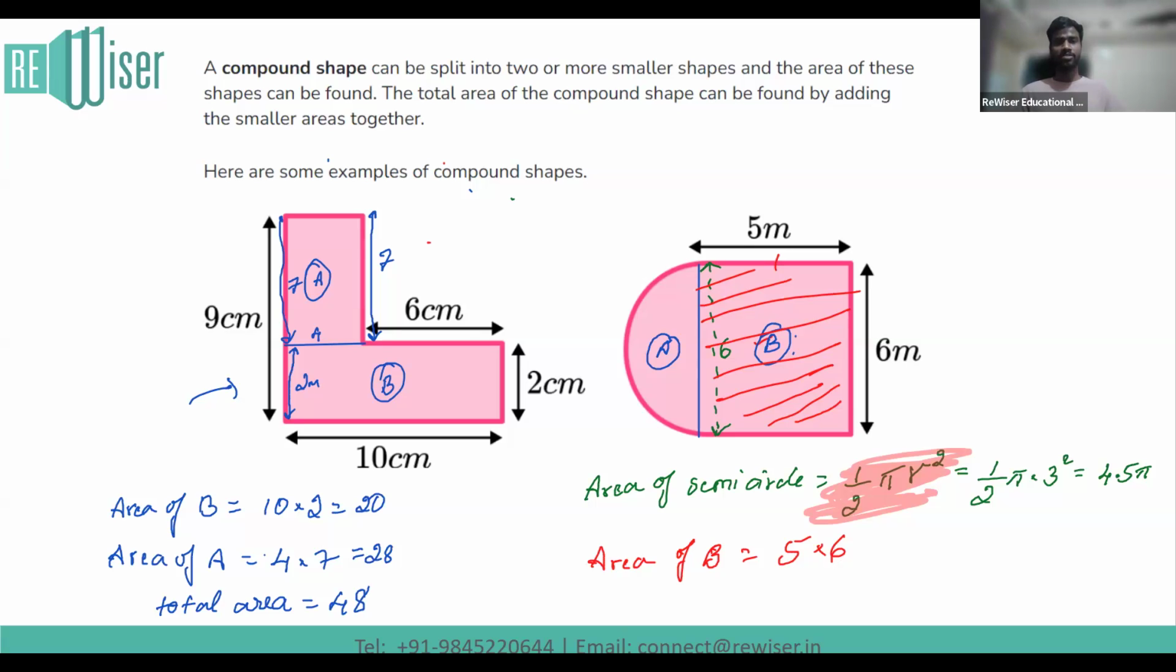Ruchika, have you made a note on this? How do we get the area of the semicircle as 4.5 pi? Did you understand the substitution? Yes. Half into pi into 3 squared. What is the value of 3 squared? 9. Okay, 9 divided by 2 is 4.5, and I'll keep this pi as it is.